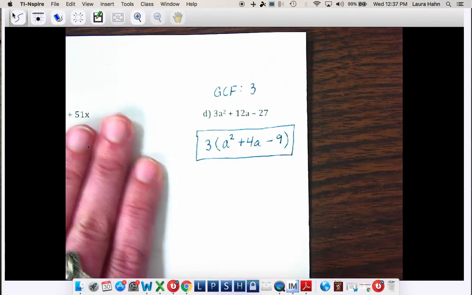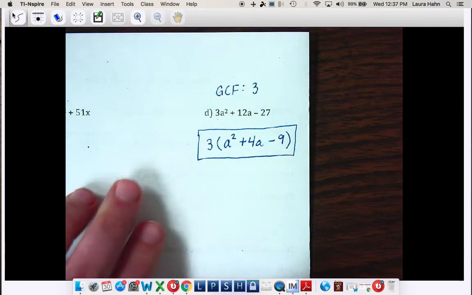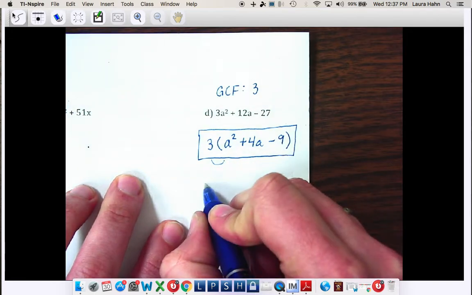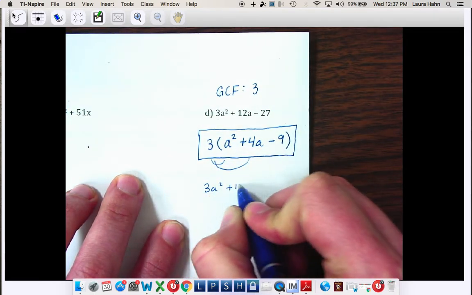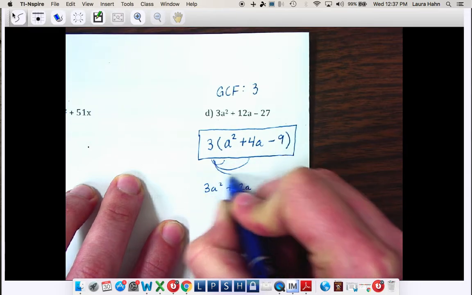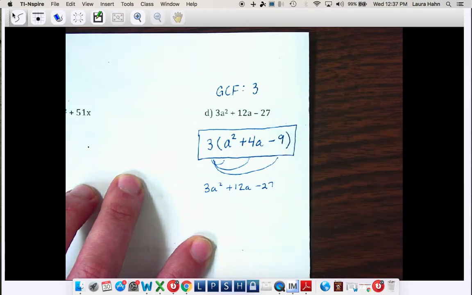Remember, if you want to check yourself, you can always go ahead and distribute just to make sure it does match up correctly. Multiply, that gives me 3A squared, positive 12A. Multiply there, that gives me a negative 27. That does match, so I know I did it correctly.